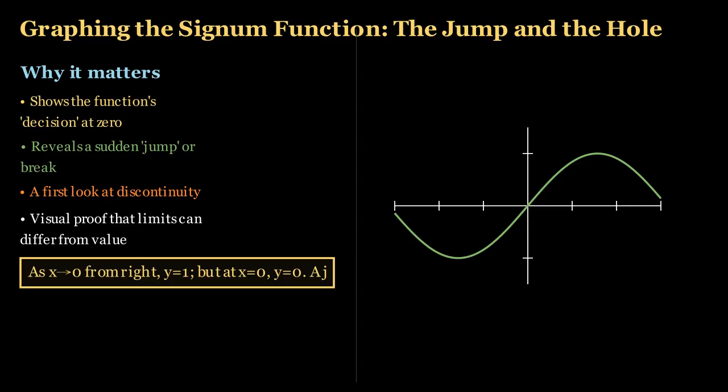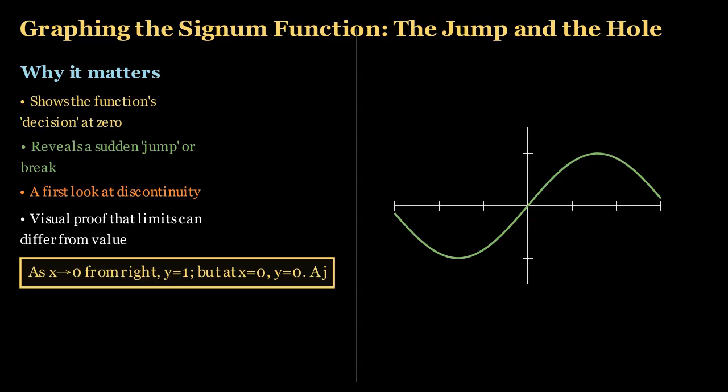Let's build this graph step by step from the piecewise definition we already know. The definition breaks the number line into 3 separate pieces, and we draw each piece on the same coordinate plane. First piece, for x greater than 0, the output is 1.